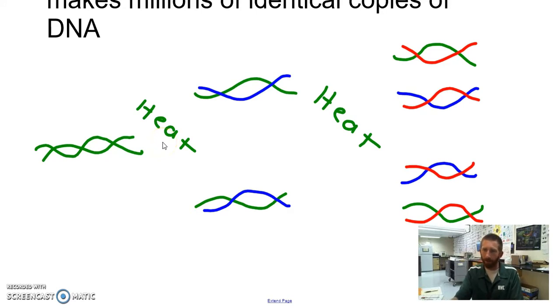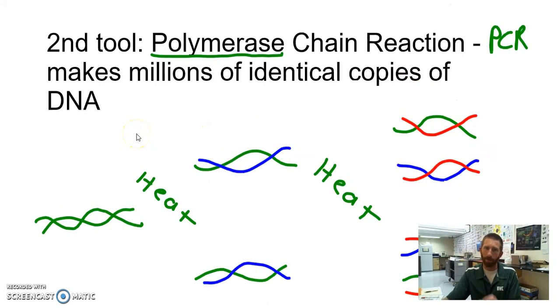And so because this bacteria lives in very hot environments, it has to have a DNA polymerase that can withstand that kind of heat. So scientists said, oh, well, that's kind of cool. We'll use that for this. And so now we can heat stuff up so that the DNA denatures, but we're not denaturing our Taq polymerase. We're not denaturing our special polymerase. So that's the second tool that we're going to talk about.